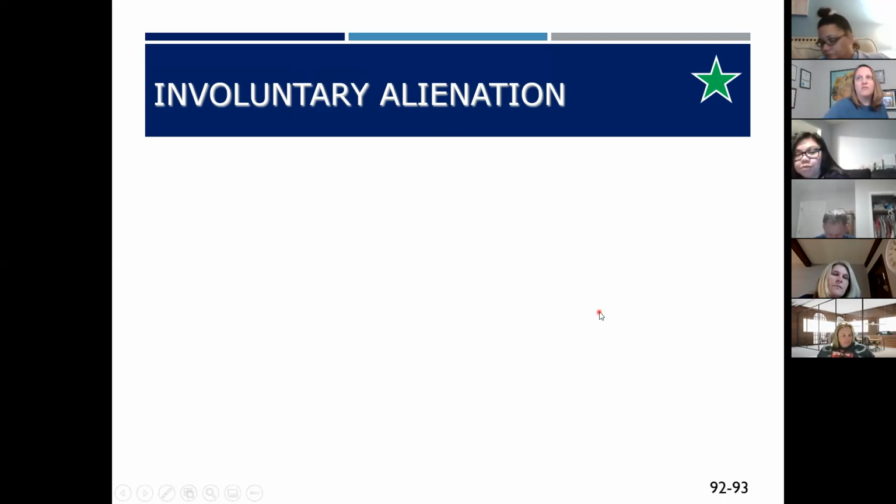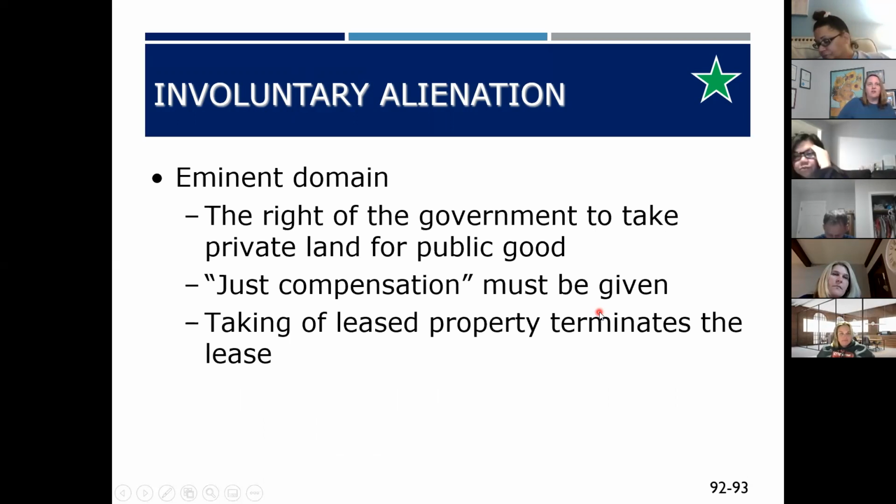Another form of involuntary alienation, eminent domain. You guys heard of this? If the government wants your property, guess what the government's going to do? They're going to take your property. How do they take it? Eminent domain. Eminent domain is the right of the government to take your property for public good. That's the key. They can't just take it because they want to. They take it for public good.